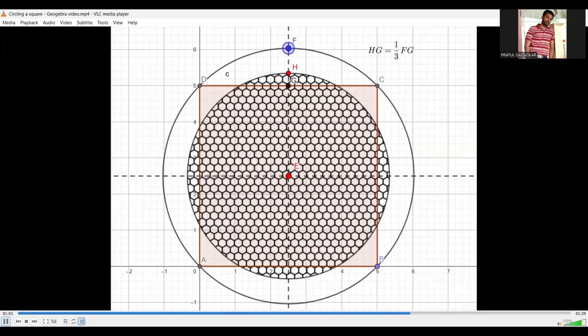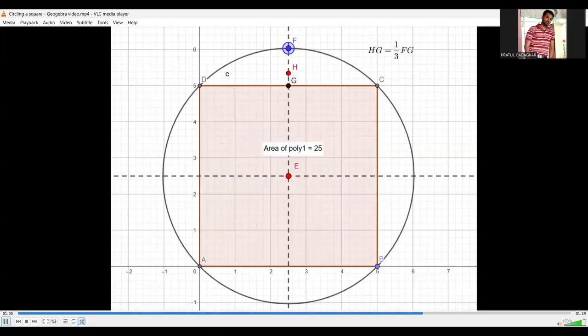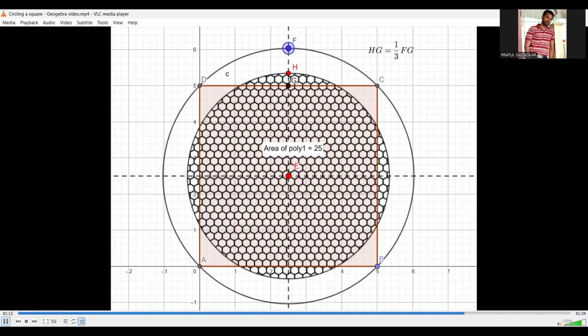Now the original square has side 5 units, so the area of that square is going to be 25. And if you calculate the area of the new circle that we have got, which has radius HE, that circle has area approximately equal to 25.4. So this is the way Baudhayana's method of circling a square tells us that the circle you can see inside and the original square both have areas which are very close to each other.